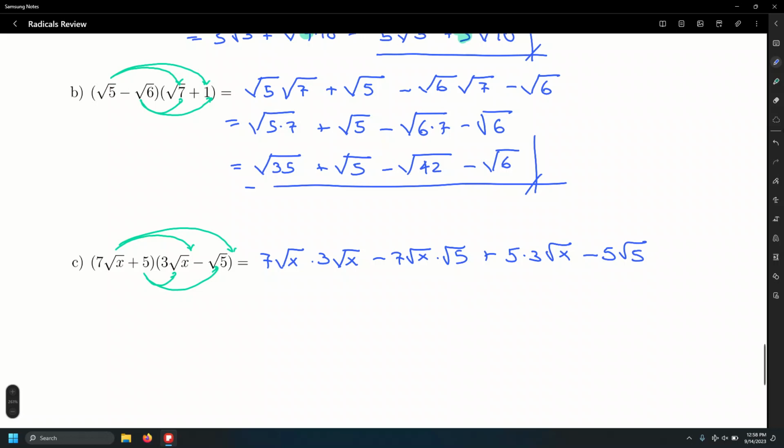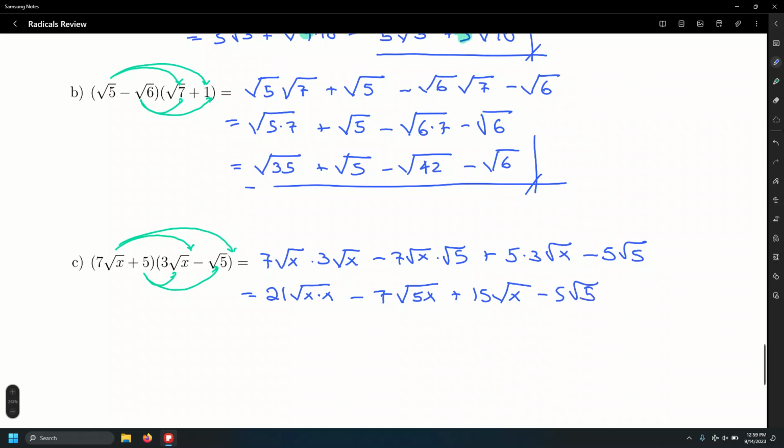Now let's simplify this. Let's multiply the coefficients. 7 times 3 equals 21. And then that's going to be square root of x times itself, x times x, and then minus 7 times the square root of a product between x and 5, that's 5x, and plus 5 times 3, it's going to be 15 root of x, and lastly minus 5 root of 5.